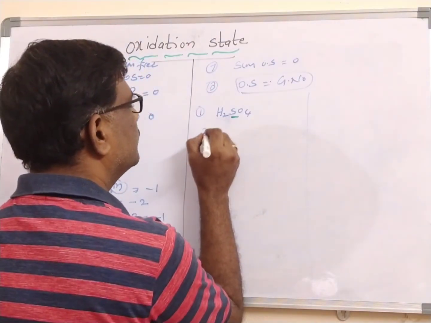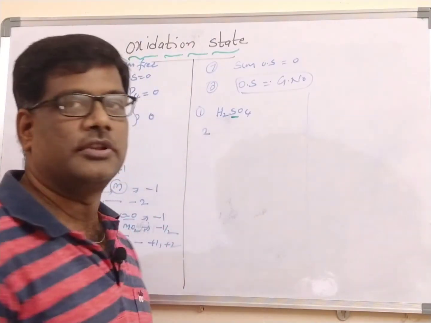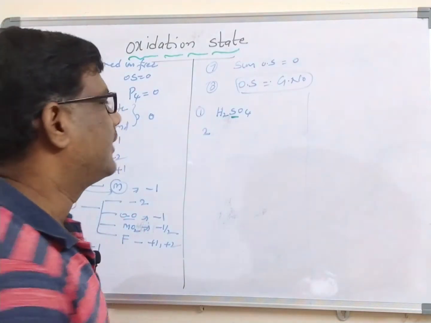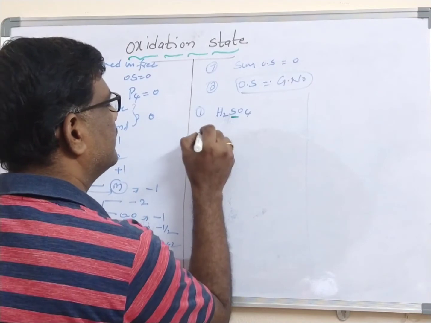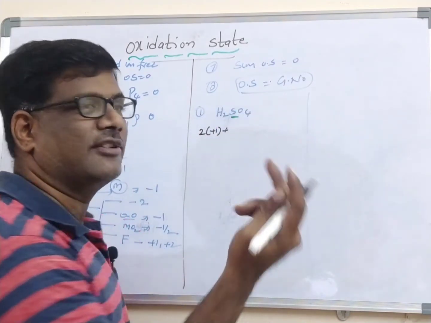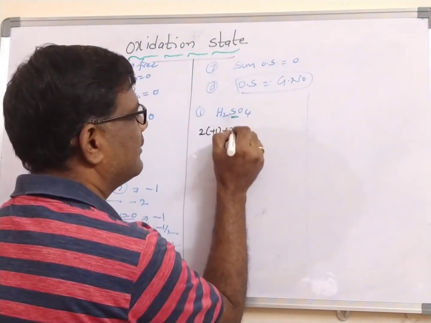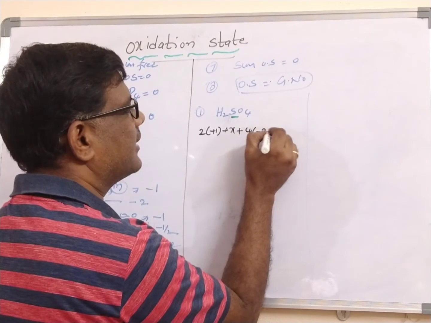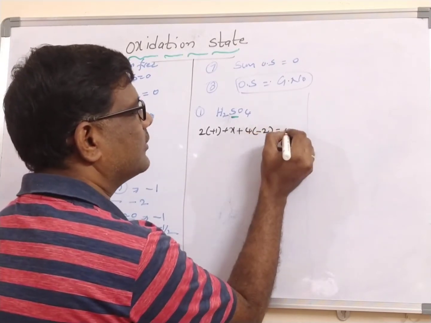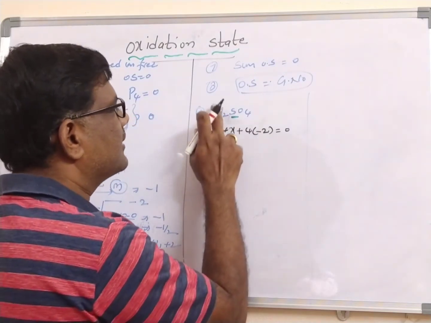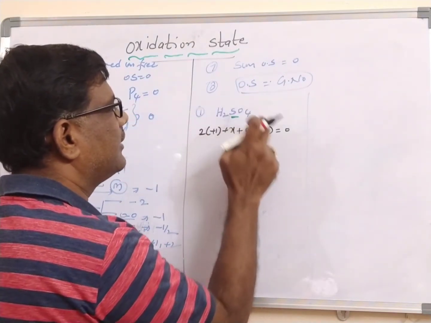Here we have 2 hydrogens. Each hydrogen shows +1, so this is 2 into +1. The sum of the oxidation states must equal 0. So for sulfur we calculate X, plus 4 into -2, since each oxygen generally shows -2, and it is equal to 0. Why is it equal to 0? Because sulfuric acid is a neutral molecule, and the sum of the oxidation states of a molecule equals 0.